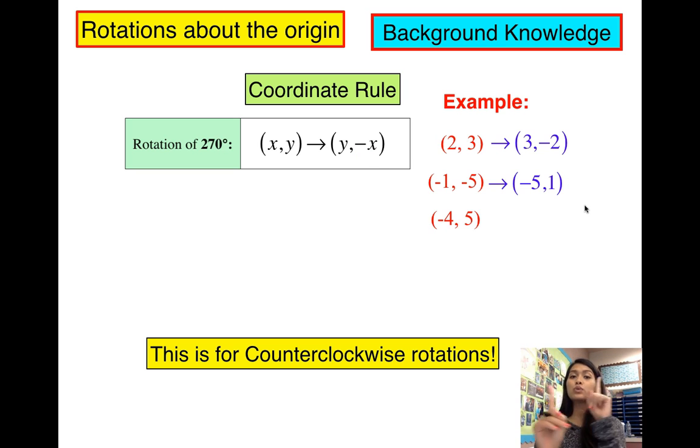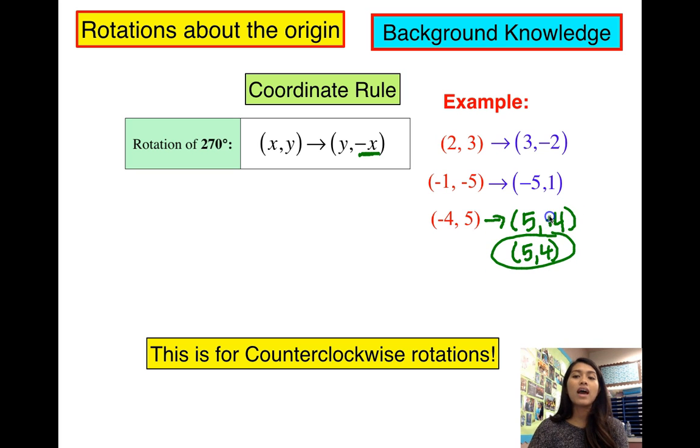Here, once again, we're going to switch because it is a 270 degrees counterclockwise. So we have 5, -4. We are going to have to take the opposite of the new y value, so that's going to make it a +4, leaving me with 5, 4. So notice again, I am rewriting it because I don't want to have that plus in front of the 4.